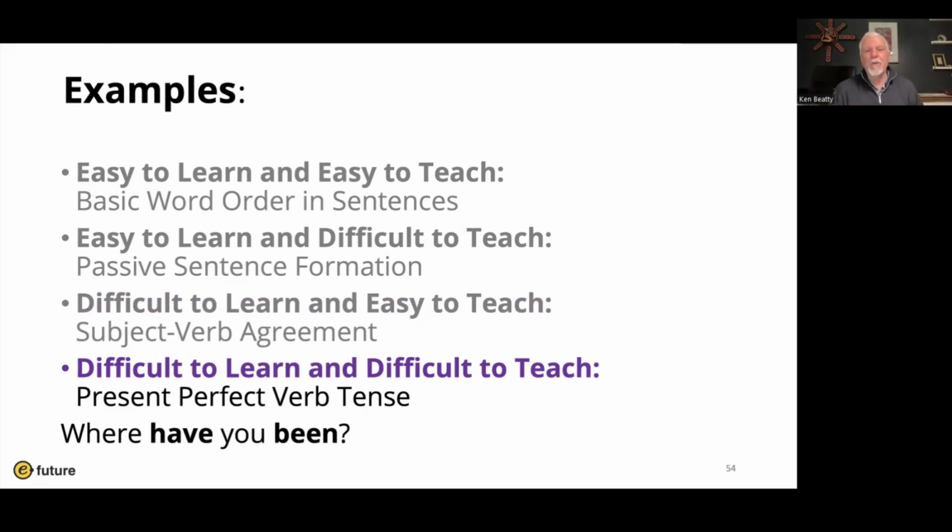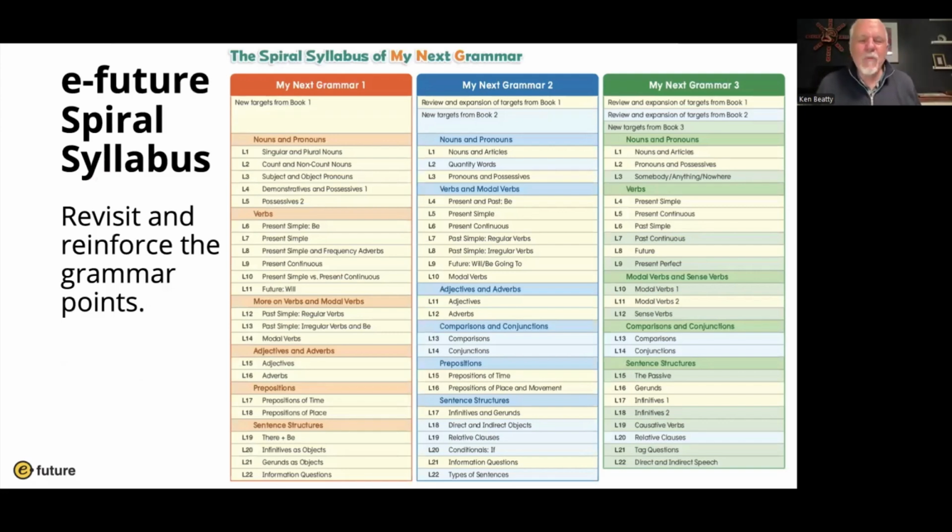This is important for you to know, to understand, because sometimes you can become a little frustrated and say, it's so easy. Why do you keep making mistakes? Well, this is the reason. Okay, so one thing to do is we have to reteach things throughout the year, especially those ones that are difficult to learn and difficult to teach, right? So this is, again, something that eFuture does throughout their syllabus.